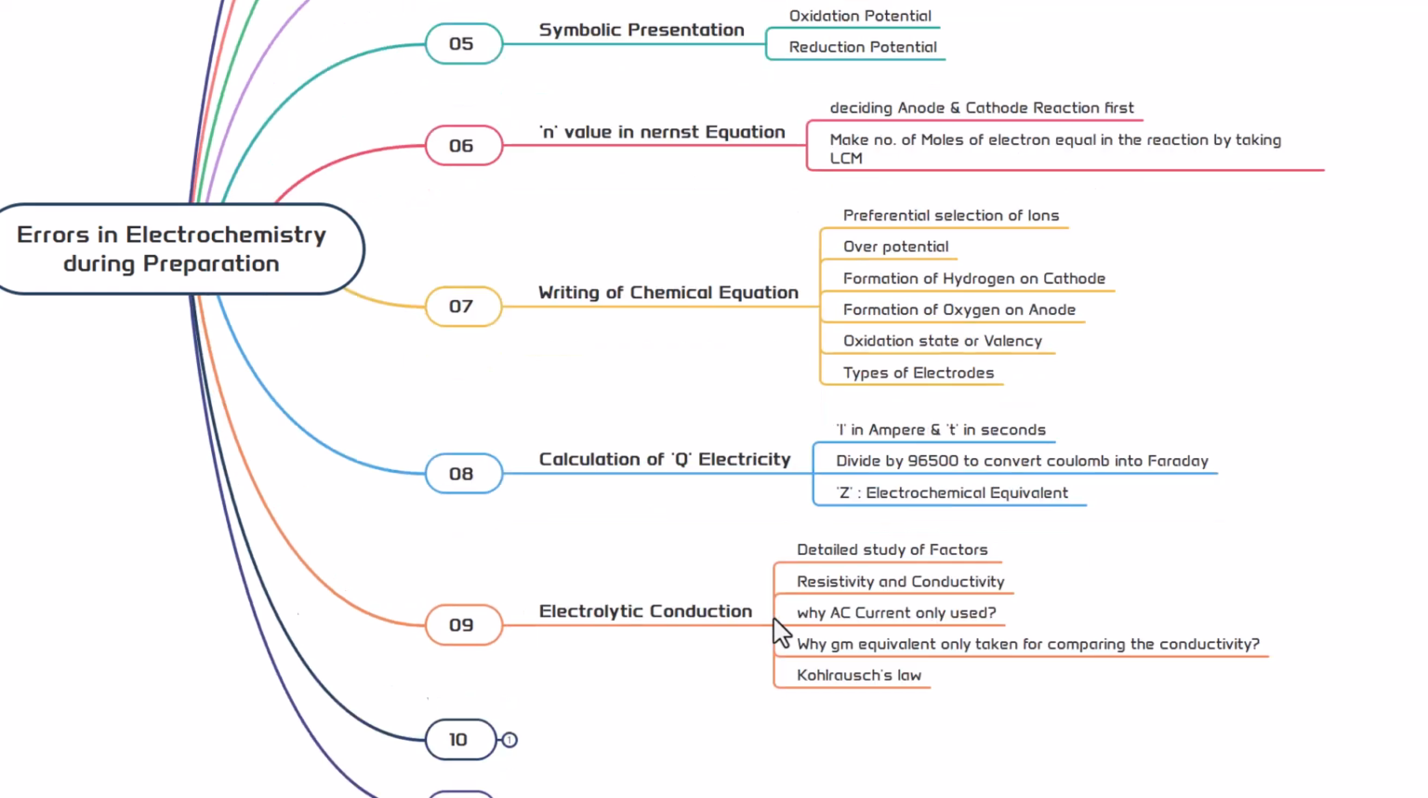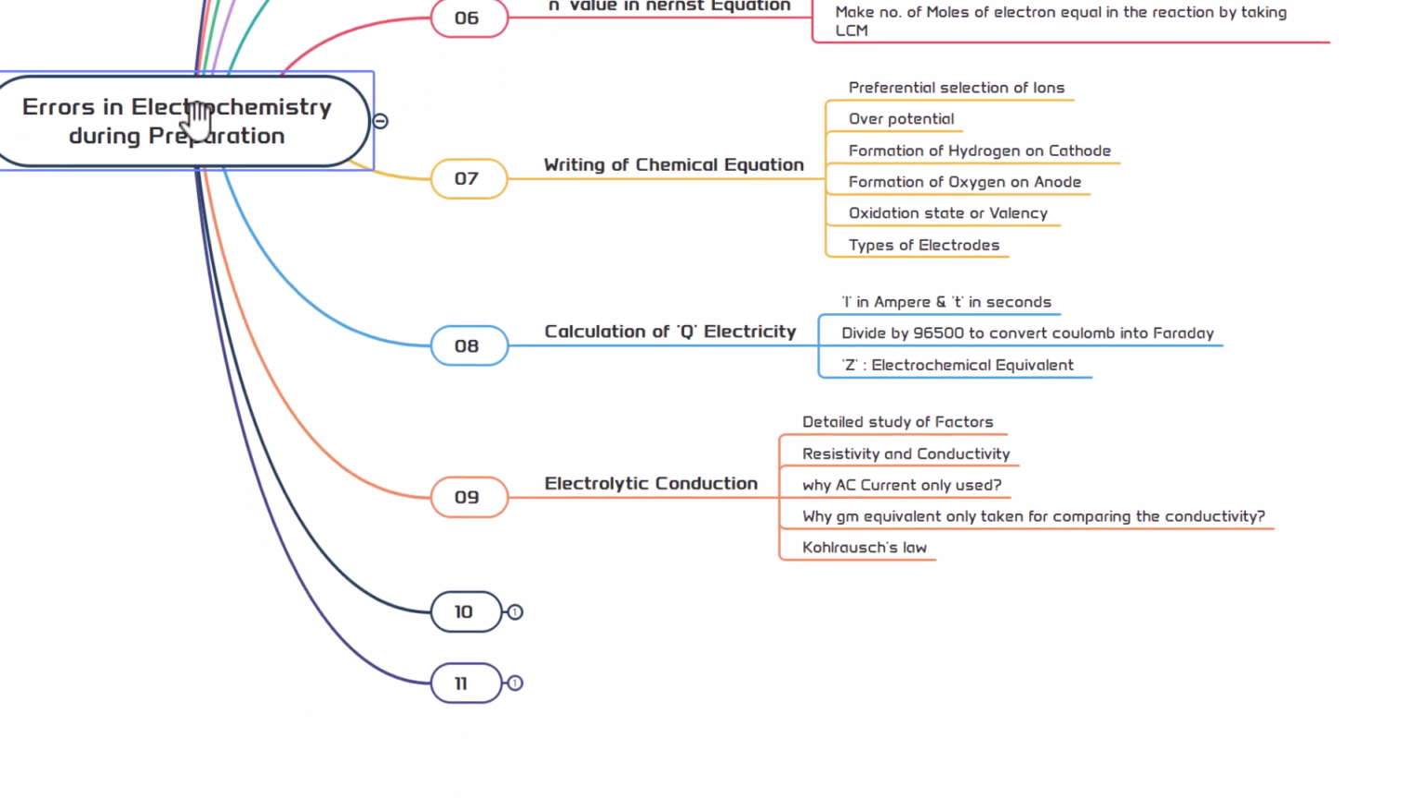Now electrolytic conduction. In this portion, we have noticed that different errors are there. First of all, the factors affecting the electrolytic conduction. There is a detailed study of each and every factor, so please study these factors in detail. Then resistivity and conductivity. These are two important terms because in physics you learn based on solid electrolytic conductors. Here you have solution based conductors.